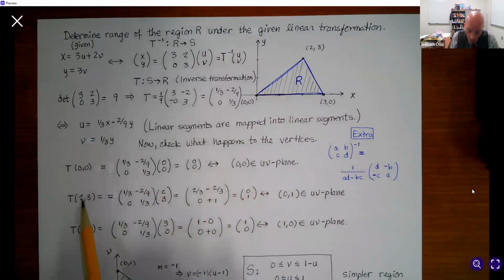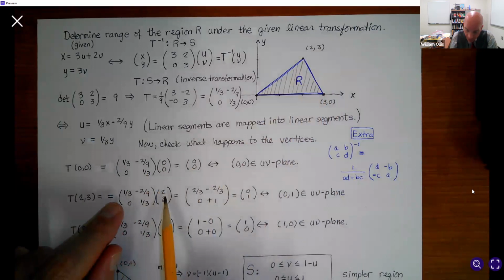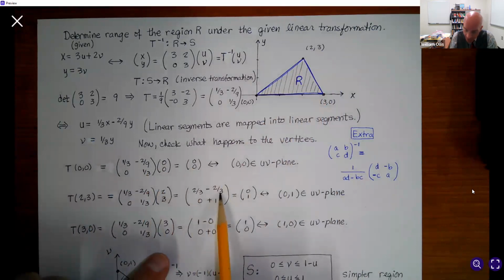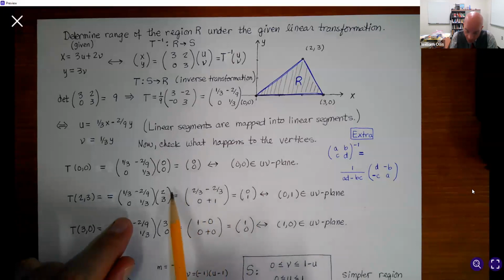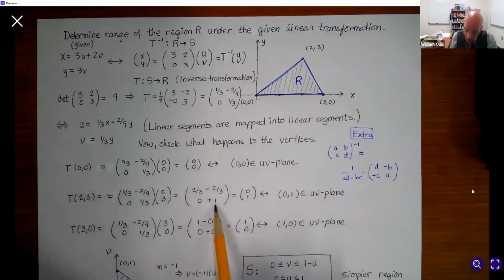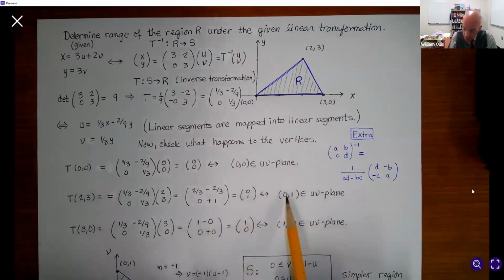Now for the ordered pair 2, 3, which we have right here, we can do the matrix multiplication. So we get 2/3. And then of course the 3 will absorb into the 9 to give us a -2/3. So the top entry becomes 0. And then downstairs we get 0 plus 1/3 times 3, which gives us a 1. So we have the ordered pair 0, 1 in the UV plane.